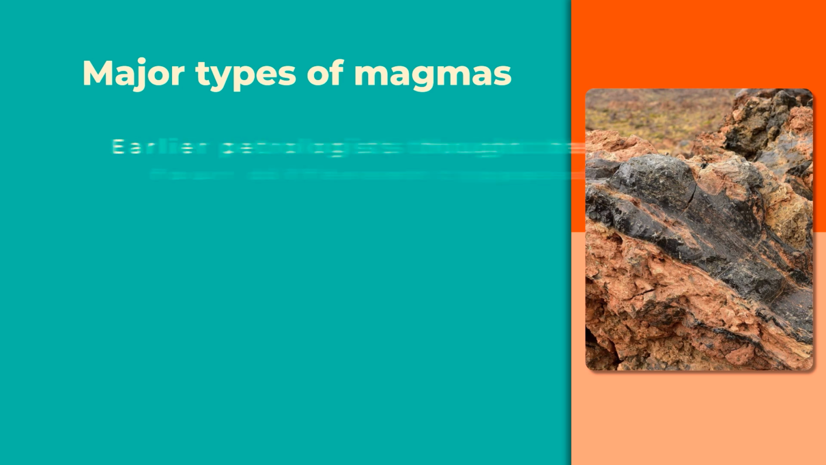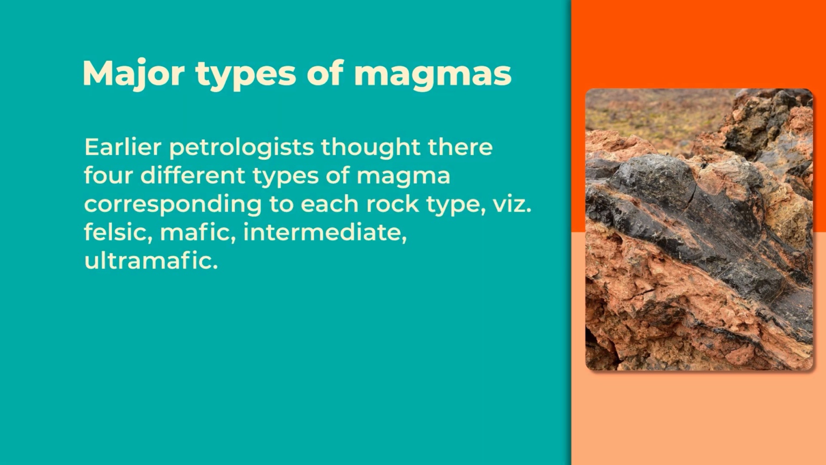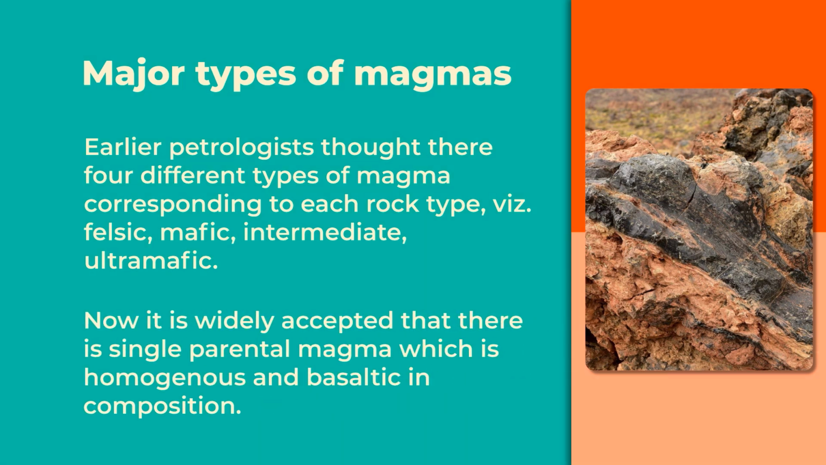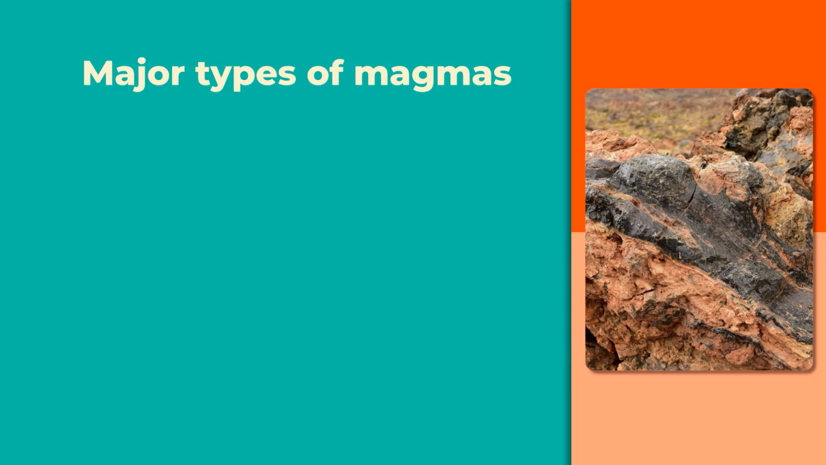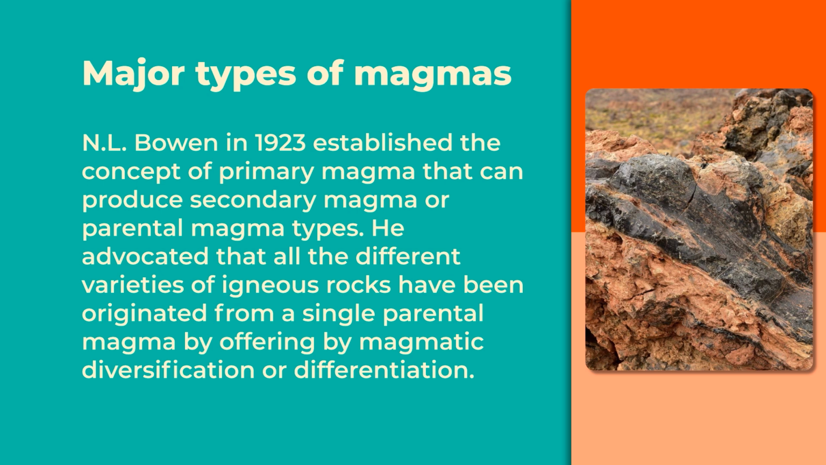Now, major types of magma. Earlier petrologists thought that there are 4 different types of magma: felsic magma, mafic magma, intermediate magma, and ultramafic. But now it is widely accepted that there is a single parental magma which is homogeneous and basaltic in composition. N.L. Bowen in 1923 established the concept of primary magma.